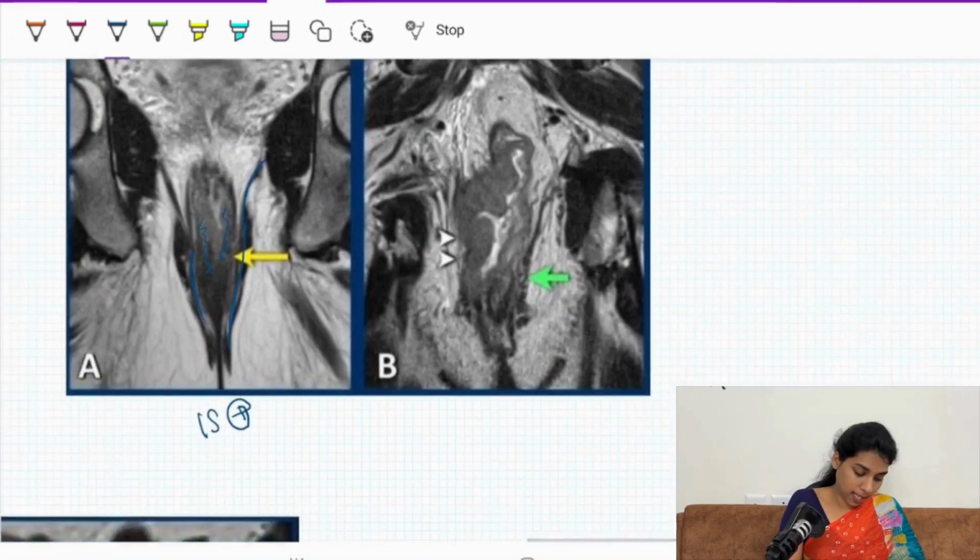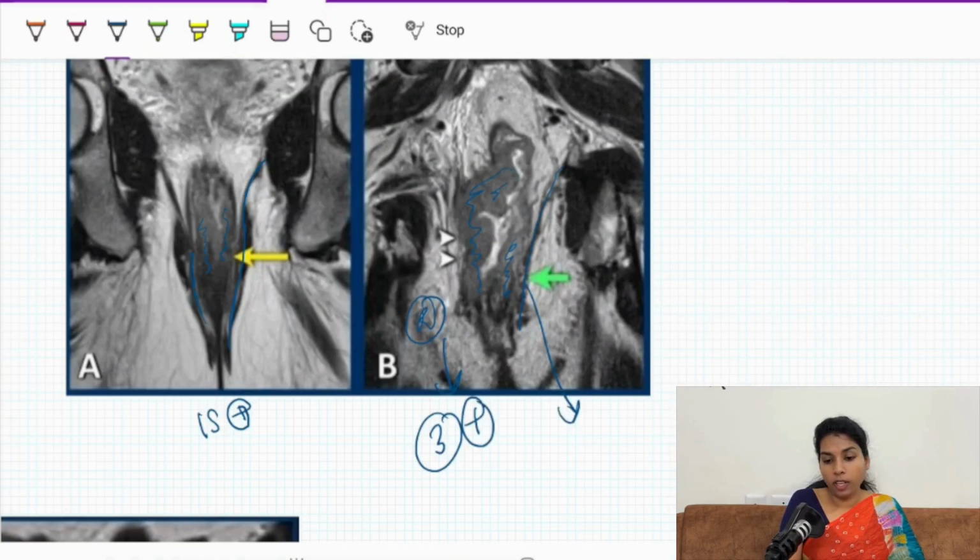Coming to the second example. All of this is the tumor signal, right? Can you see the internal sphincter, intersphincteric space and the external sphincter here? No. However, on the left side, you can see that this is the external sphincter. The internal sphincter is involved. Intersphincteric space is also involved. But the external sphincter is uninvolved. So, on the right side, all three are involved. On the left side, the external sphincter is not involved. However, the internal sphincter and the intersphincteric space are involved.